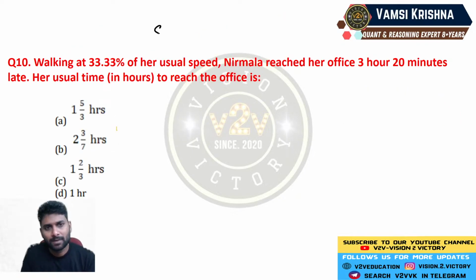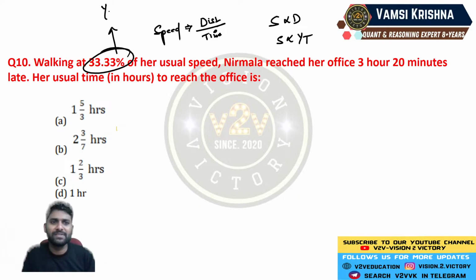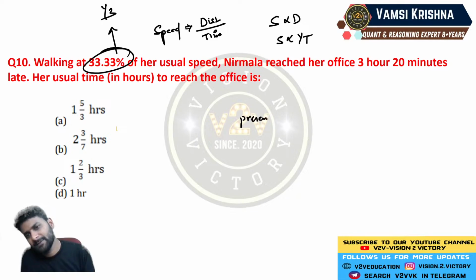Next one. You know that speed is equal to distance by time. It means speed is directly proportional to distance, and speed is inversely proportional to time. Now you know that 33.33% is exactly equal to 1 by 3. Another question: walking at one third of her usual speed. So here we have present speed and usual speed. Now the speed is given as one third.